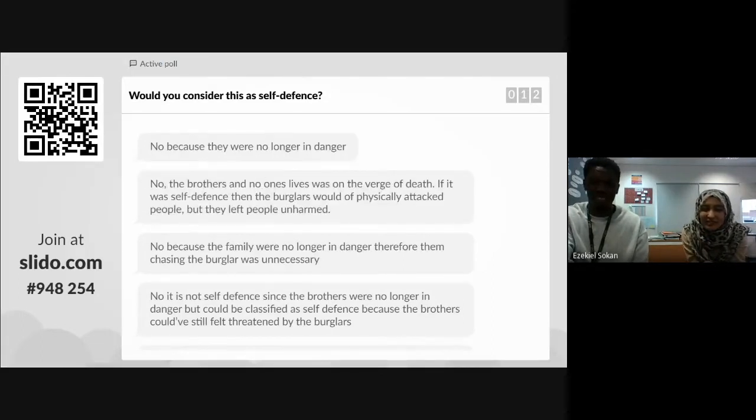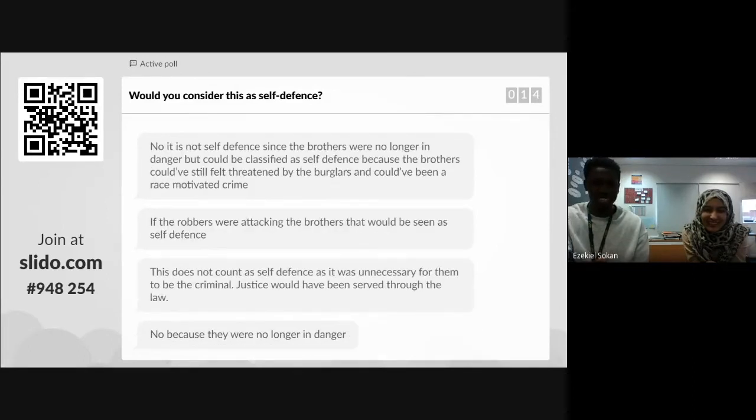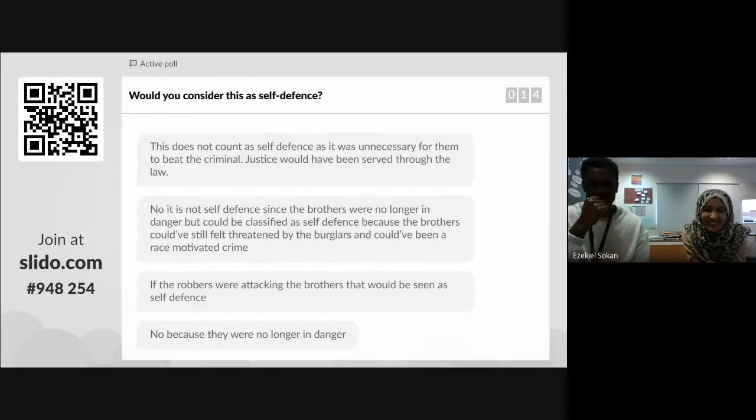No longer in danger. It seems like a lot of people are emphasizing the fact that they were no longer in danger. They didn't need that protection or defense. Justice would have been served through the law. So it's almost like you're saying that they took matters into their own hands at this point in time.